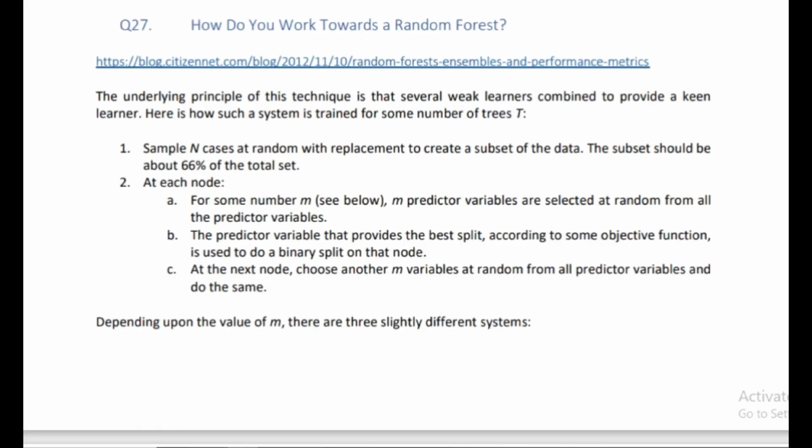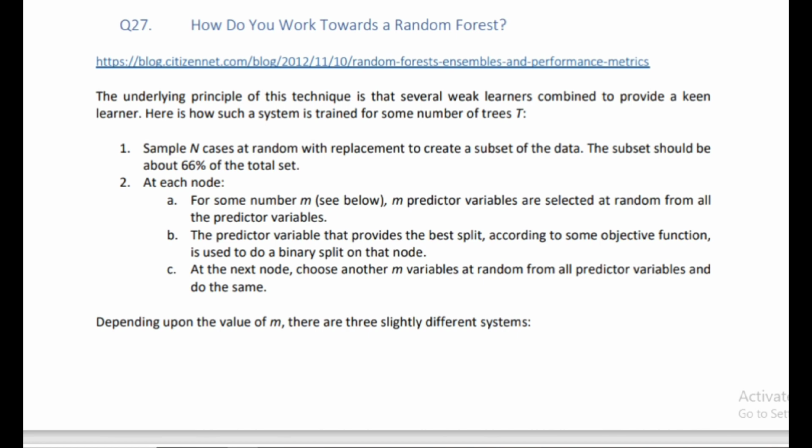Question number 27. How do you work towards a random forest? The underlying principle of this technique is that several weak learners combine to provide a strong learner. Here is how such a system is trained for some number of trees T. Number 1. Sample n cases at random with replacement to create a subset of the data. The subset should be about 66% of the total set.